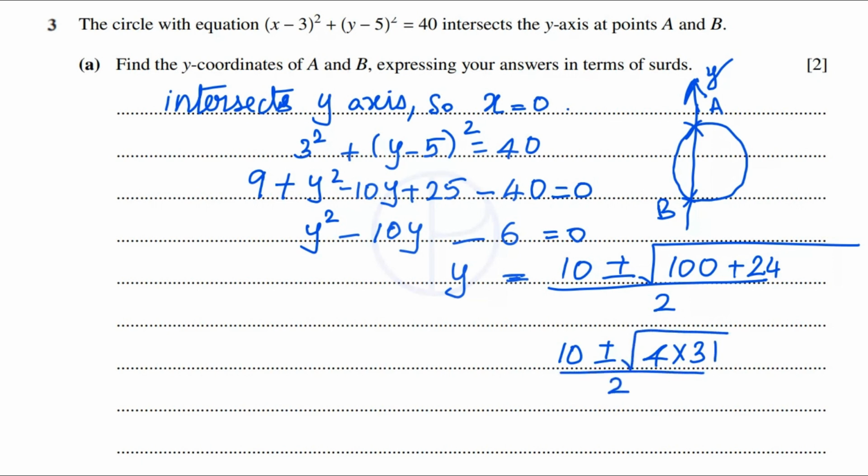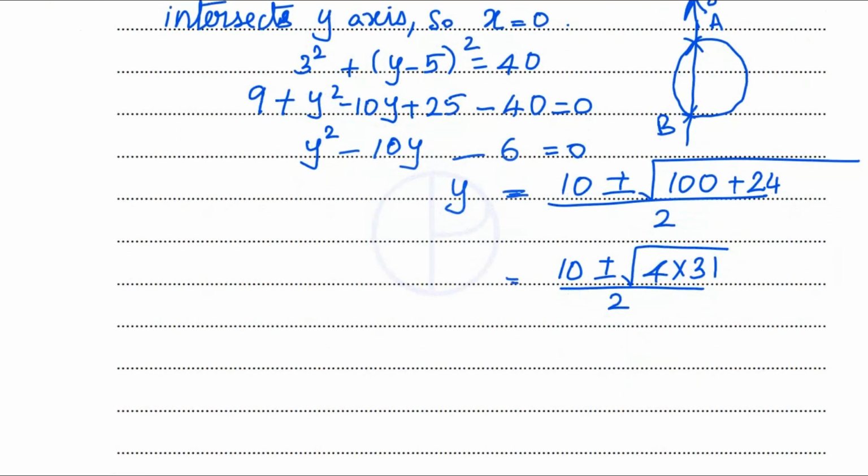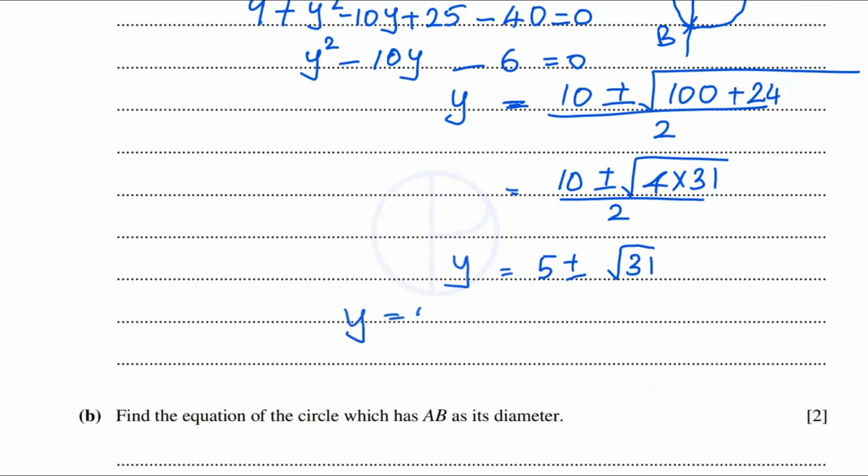Which is nothing but 5 plus or minus. Square root of 4 is nothing but 2. The 2 and 2 get cancelled. The remaining number is square root of 31. So this is y. So the y value is 5 plus square root of 31 and 5 minus square root of 31.